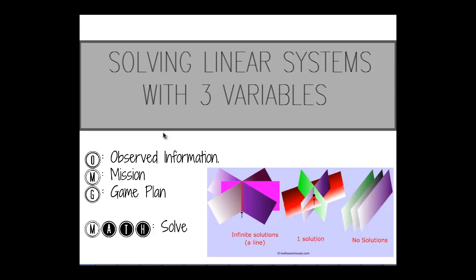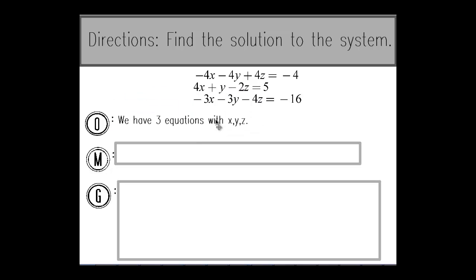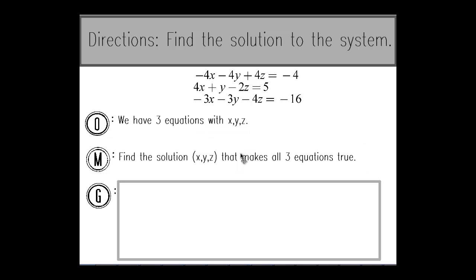Today we're going to practice solving linear systems that contain 3 variables using the OMGmath method. Recognize here in this graphic that we have 3 options. We can have infinite solutions, 1 solution, or no solution. We're given 3 equations with 3 variables. So the first thing we observe is that we have 3 equations that all contain x, y, and z. Our mission is to find the solution in the form x, y, z that makes all 3 equations true.